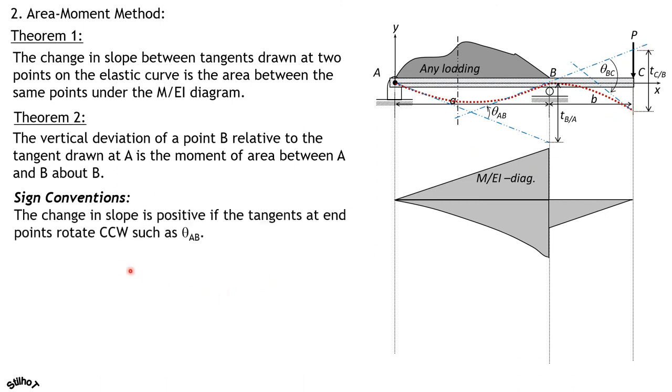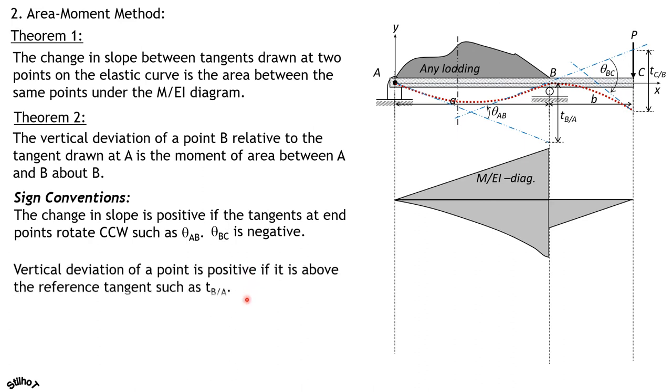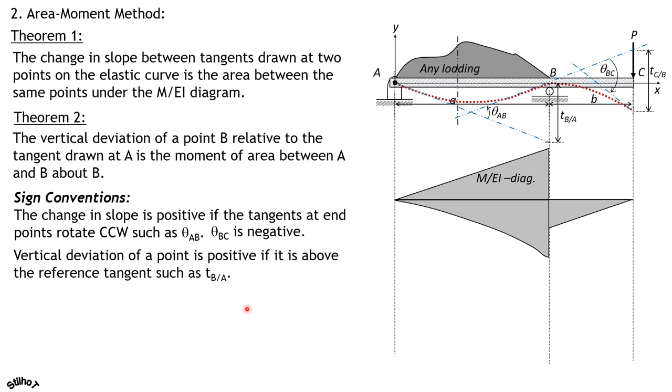So the sign convention: the change in slope is positive if the tangents at the endpoints rotate counterclockwise, such as theta AB. Then theta BC is negative. Then the vertical deviation of a point is positive if it is above the reference tangent, such as the deviation of B relative to A, and the deviation of C relative to B is negative.